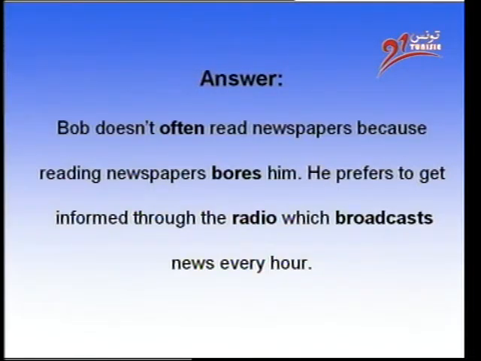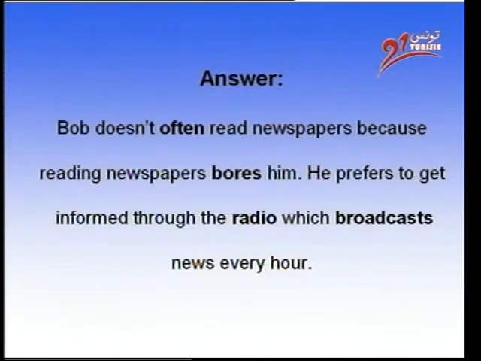Bob doesn't often read newspapers because reading newspapers bores him. He gets bored when he reads newspapers. He prefers to get informed through the radio, which broadcasts news every hour. The radio is the means of communication that he uses to get information, and this information he gets from the news, which the radio broadcasts every hour.